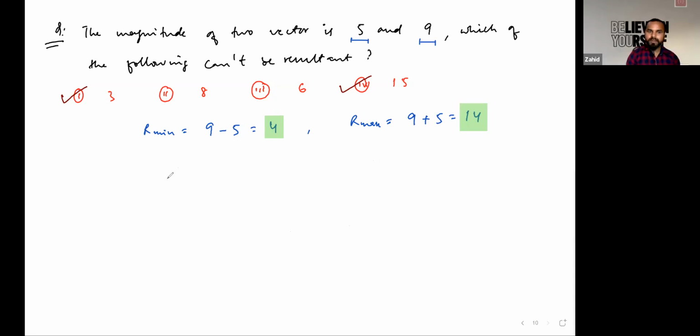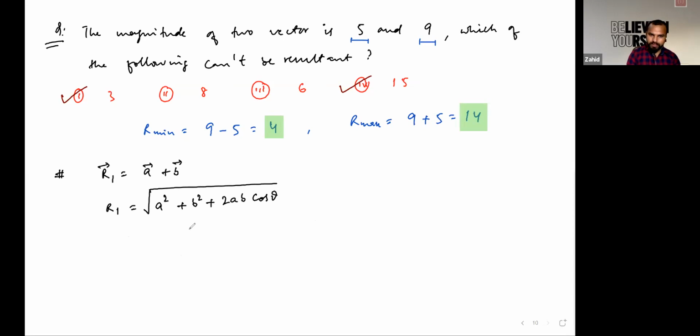Now, next term is: suppose R is equal to A plus B. Let's say R1. And if you want to calculate its resultant or magnitude, it will be root under A square plus B square plus 2AB cos theta.